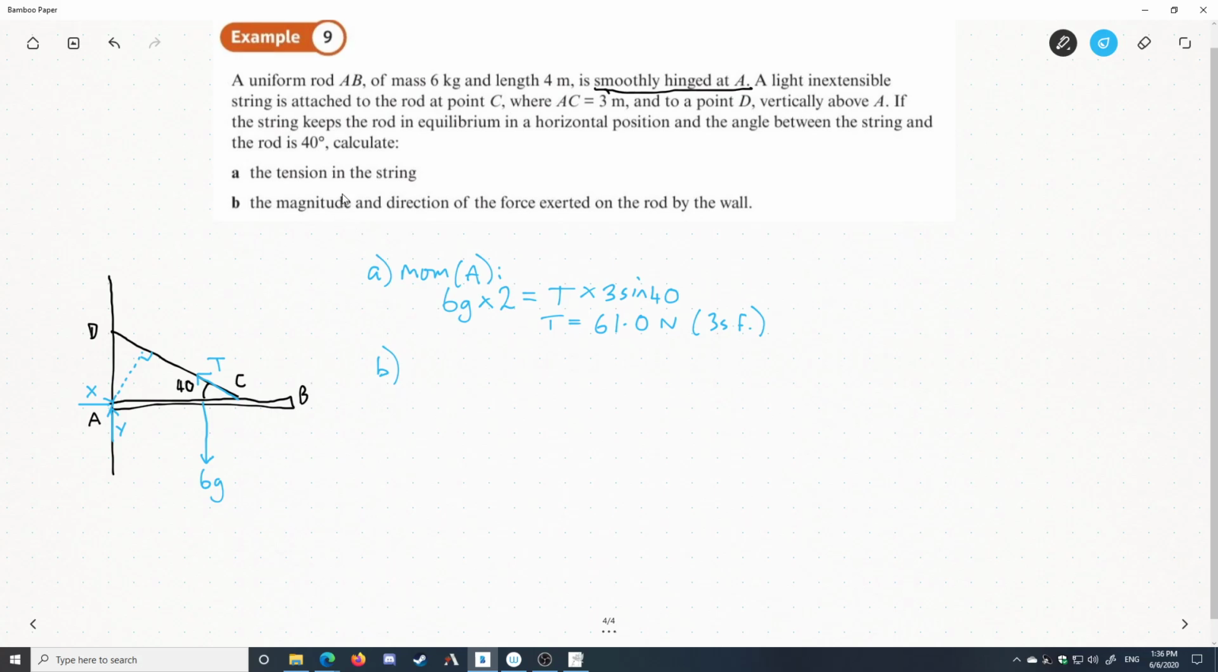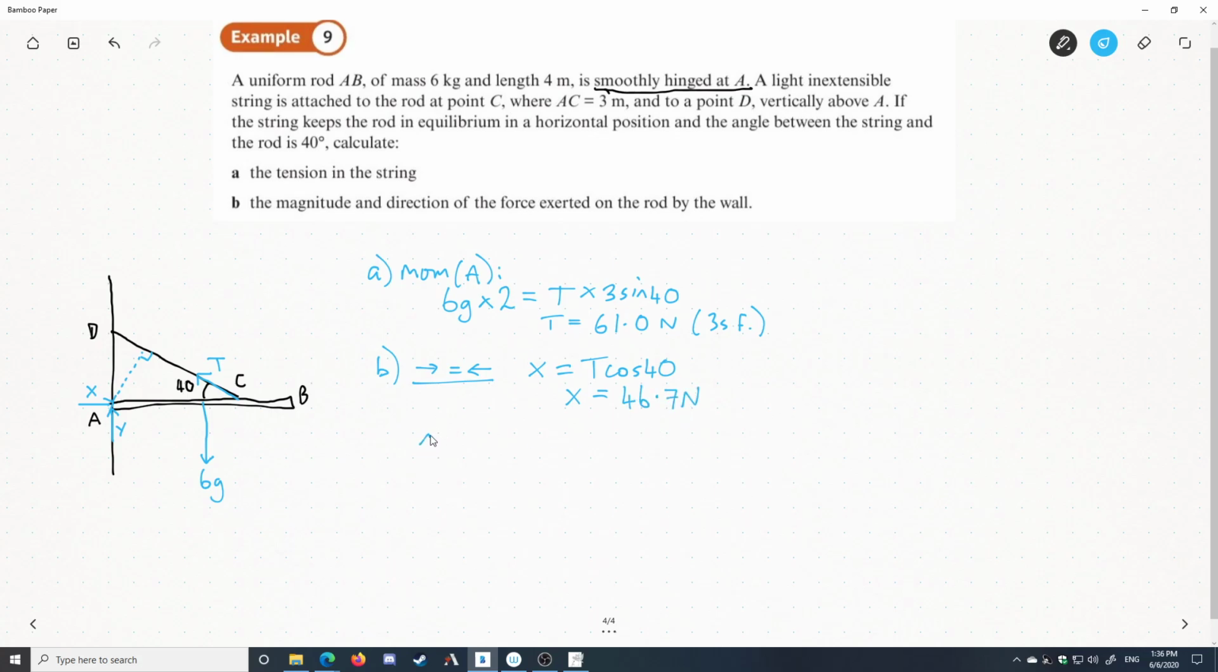Okay, so part B wants the magnitude and direction of the force exerted on the rod by the wall. So in this case we need to work out both X and Y. Then because it asks for the magnitude and direction of the single force, we're then going to combine them at the end. So if we do right equals left to start with, you can see that X equals T cos 40. So X is simply answer times cos 40, which is 46.7 newtons.